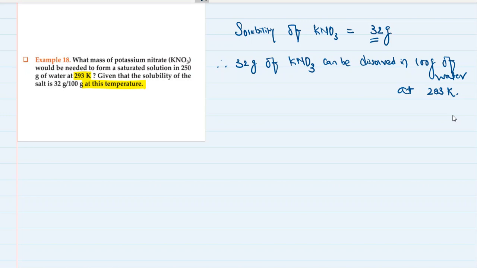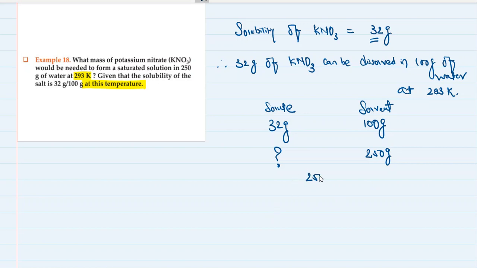Okay, so they are asking that what mass of potassium nitrate would be needed to form a saturated solution in 250 grams of water. See, if we add 32 grams of potassium nitrate in 100 grams of water, it will become saturated. That is because that is the maximum amount of the potassium nitrate which can be added to 100 grams of water. Okay, so how many grams of potassium nitrate will make a saturated solution in 250 grams of water? Unitary method. So let's say 32 grams of solute in 100 grams of solvent, right? 32 grams of solute and 100 grams of solvent will make a saturated solution. So how many grams of solute will make a saturated solution in 250 grams of water?